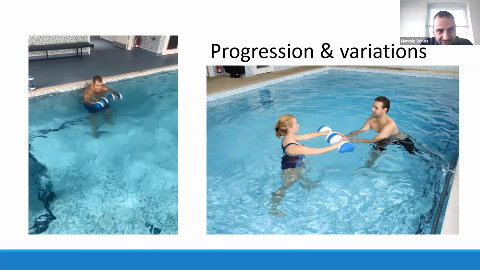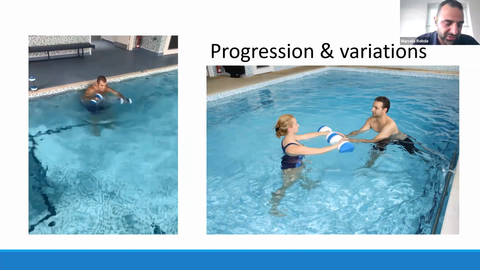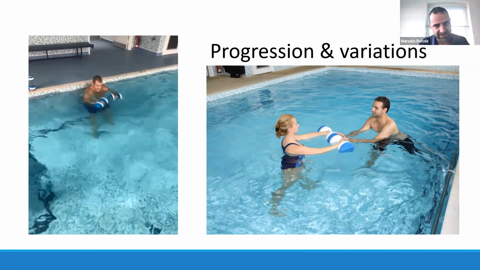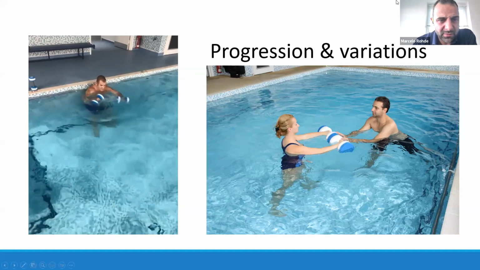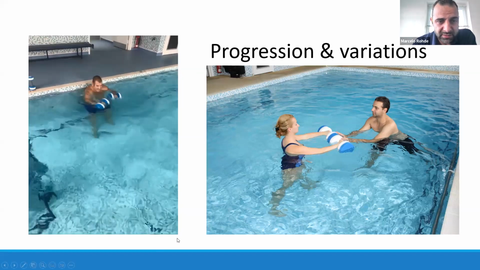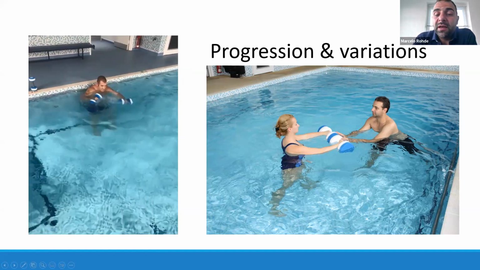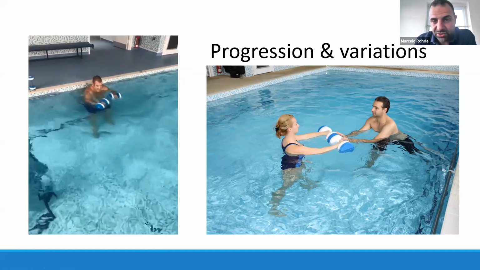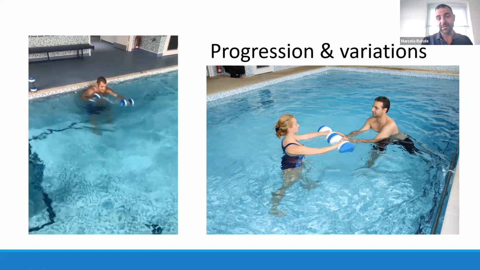So for example, now on the first one, he has both feet on the ground and his back against the wall. On the right side is a progression, because now you don't have the support behind his back anymore.